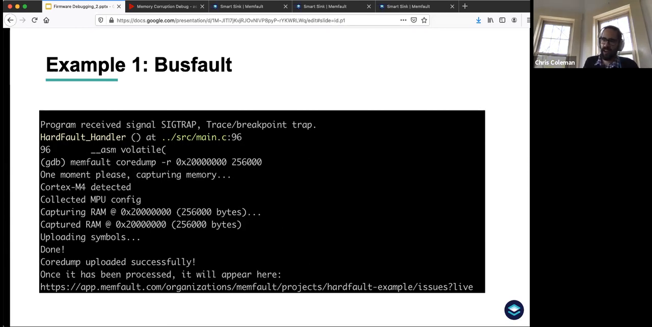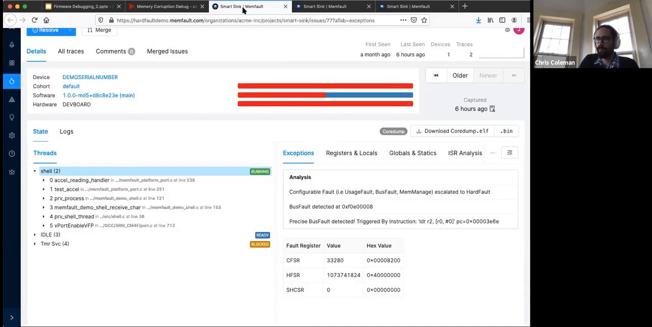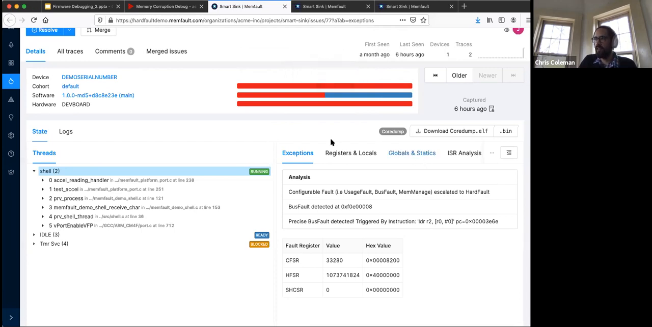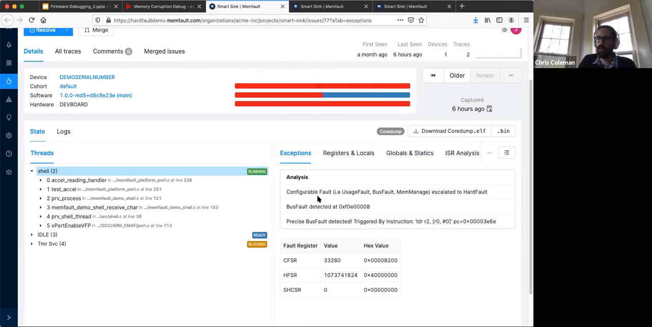And so what you see here is a script that we can run on the device. It captures that memory snapshot, and it sends it up to Memfault for analysis. What will automatically happen is there'll be a decode of that configurable fault status register we were talking about. And so we find out the exact address that happened. We find out that the error was precise, so that means we know the exact instruction which triggered it, which is a load instruction.